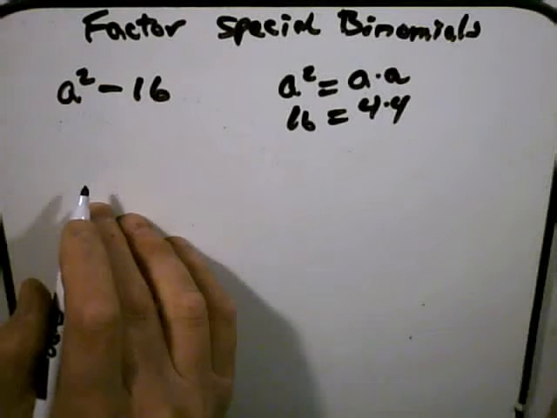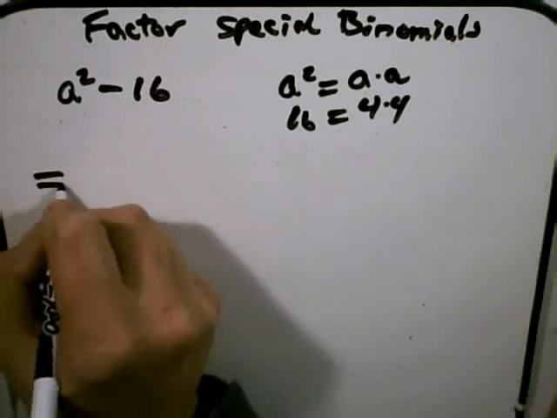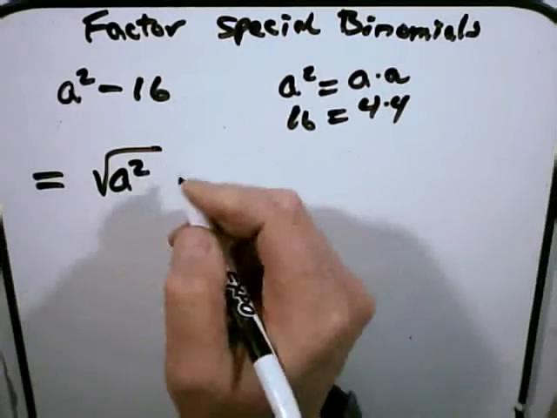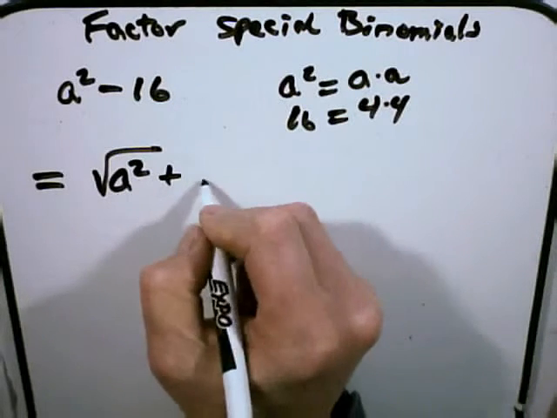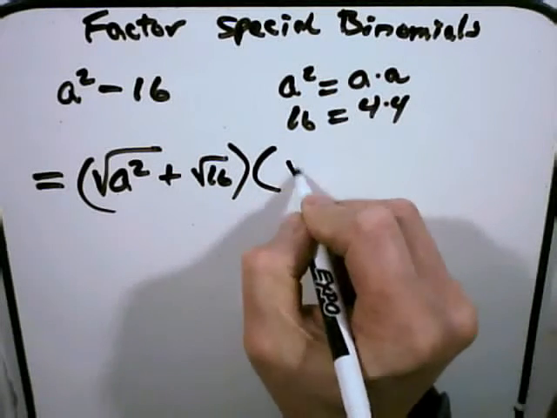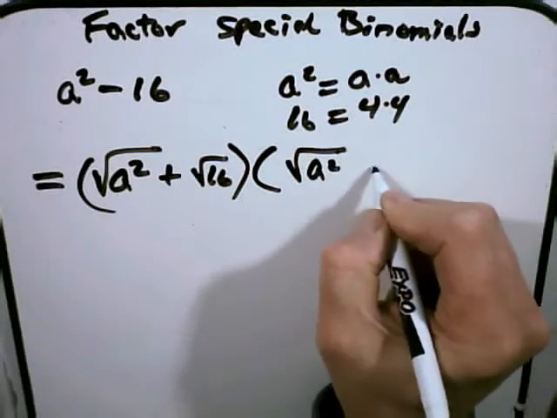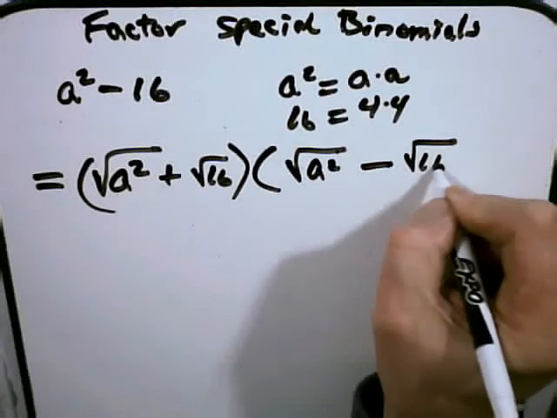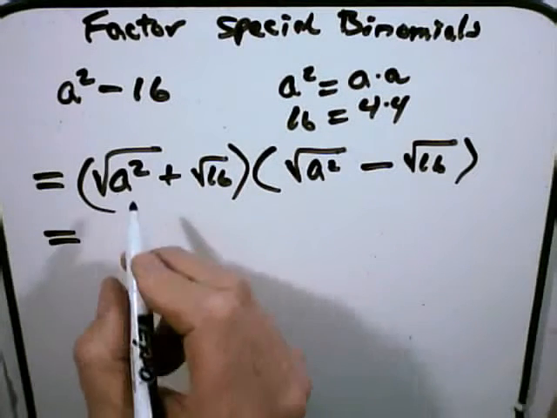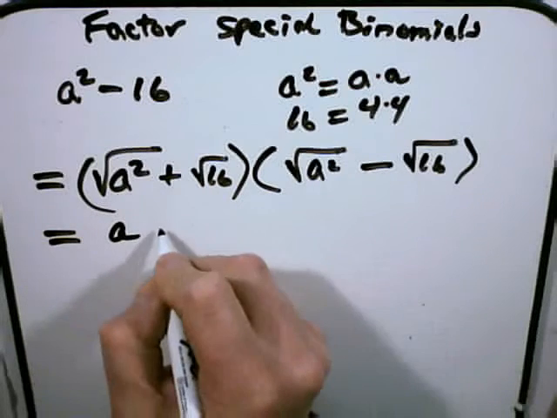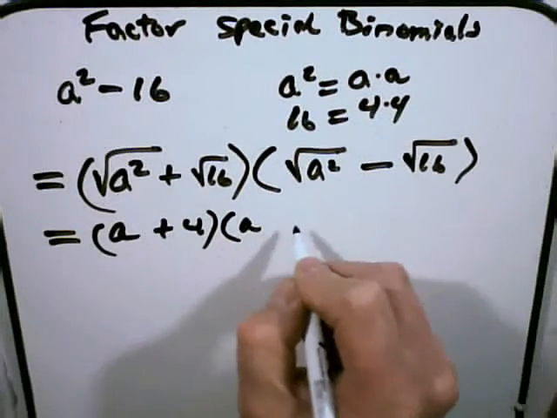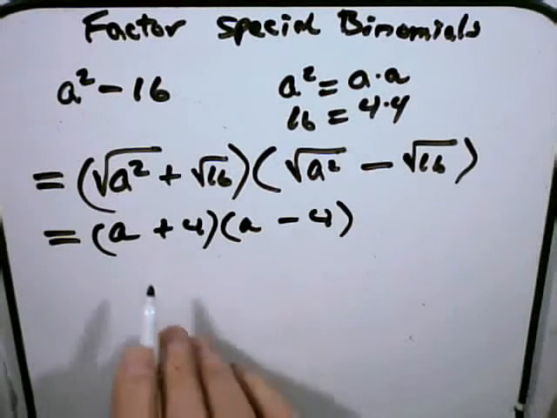To factor this, we form the factor in the following way. We take the first term and take its square root, add the square root of the second term, and multiply that by the square root of the first term minus the square root of the second term. It looks kind of complicated, but it's actually pretty easy. Square root of a squared is just a. Square root of 16 is just 4. Again, a minus 4. See how that worked out?